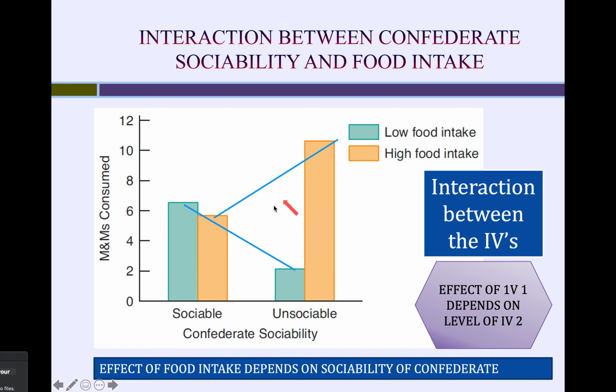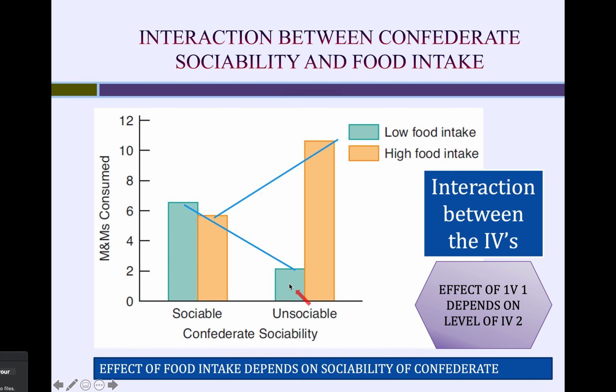This is the one that's particularly of interest for us, right? We can see when a Confederate is unsociable, it does make a difference on the number of M&Ms that you eat. Also, not just that they're unsociable, but also whether or not the Confederate ate a few amount of M&Ms or ate a high amount of M&Ms.